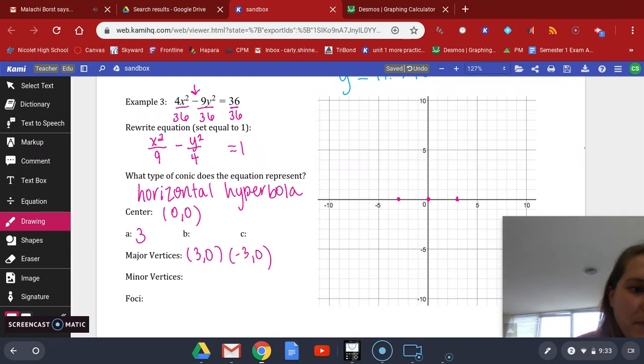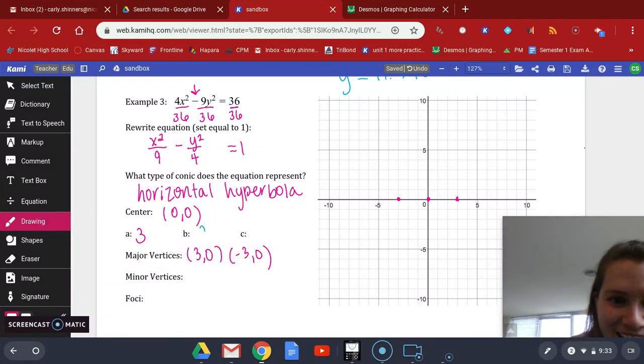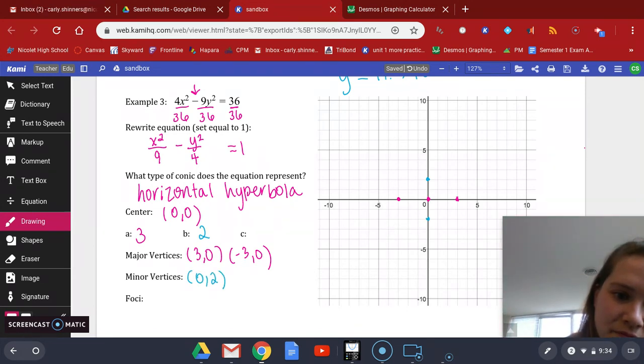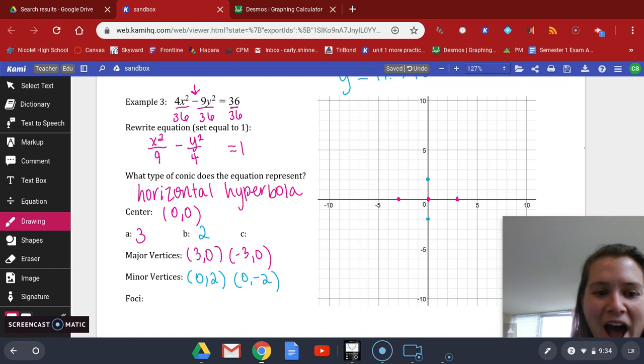Just ignore that. All right, my B is 2, so I'm going to go up 2 and down 2 for my minors. There we go. So there's my majors, there's my minors.